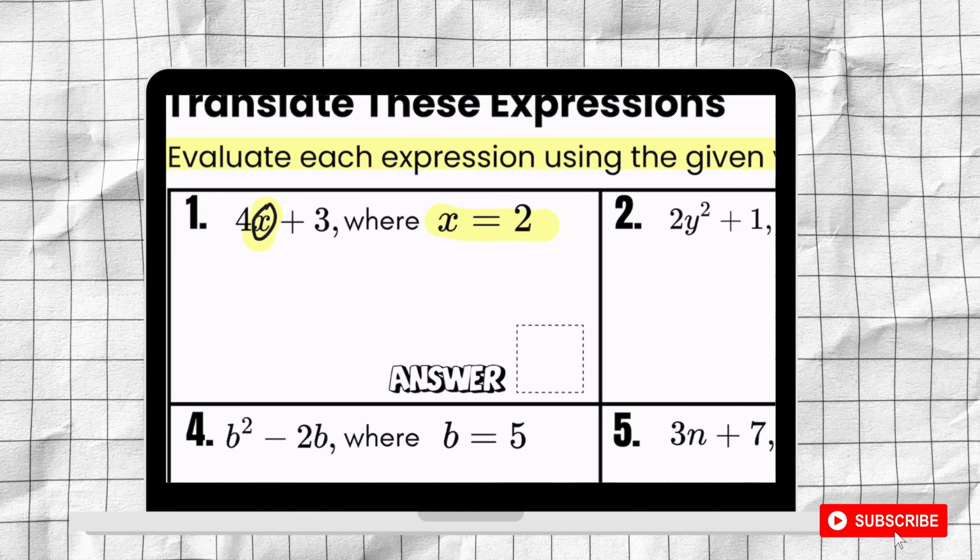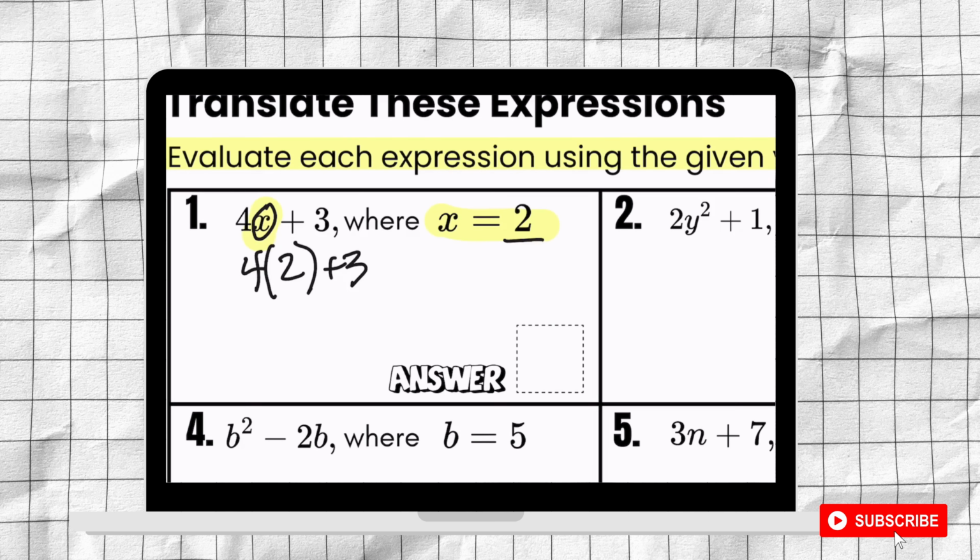We're saying 4 times a number plus 3, and then now I'm telling you what that number equals. It is 2. So we're going to rewrite the expression 4 times 2 plus 3. And then we simply just follow order of operations.